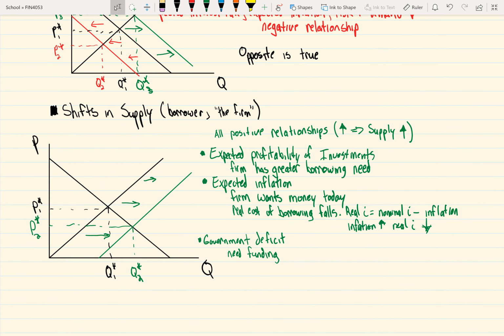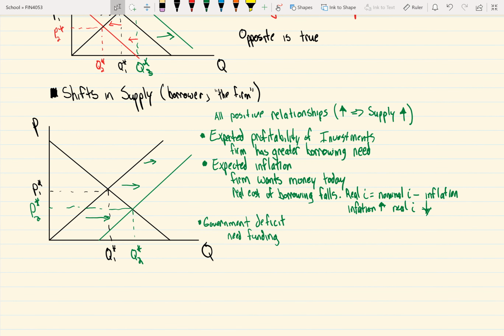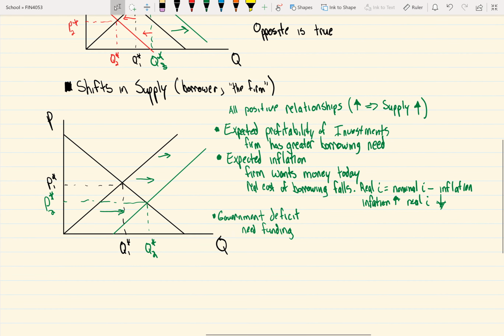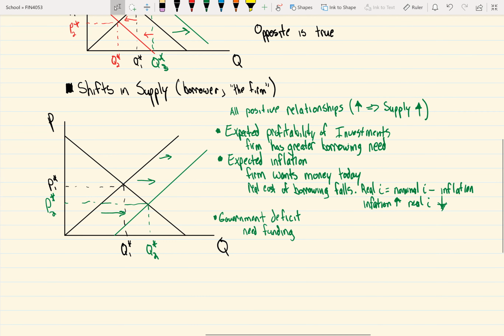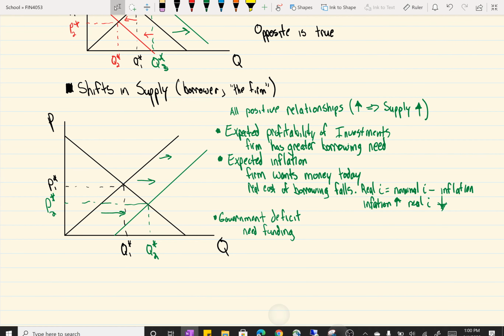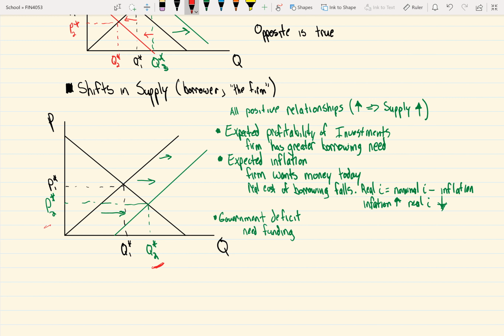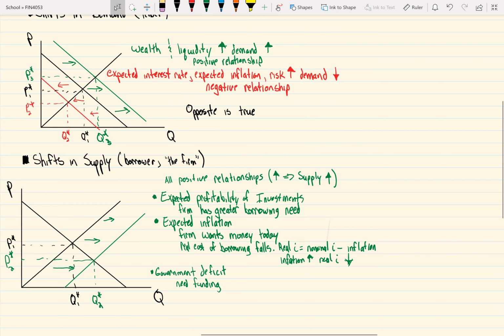Now for shifts in supply, there are fewer things that affect supply according to the book, and they're all positive relationships. And the result of these is different from the shifts in demand in that an increase in supply does increase quantity, but decreases the equilibrium price. And of course, again, these are all with everything else being held equal; things can move all at once.